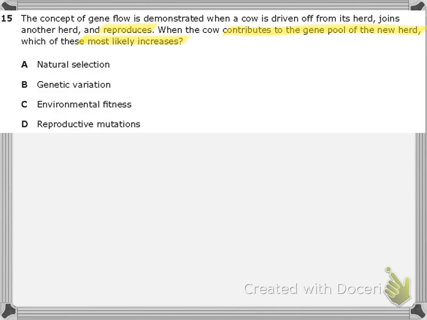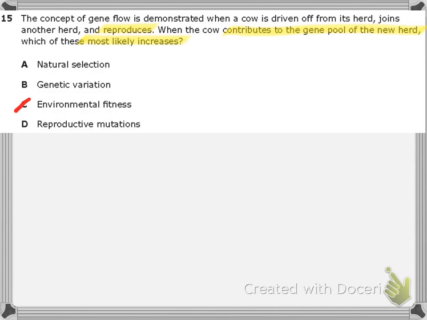herd, joins another herd, and reproduces. When the cow contributes to the gene pool of the new herd, which of these most likely increases? I highlighted already, and I'm sure you're going to highlight as well. It's going to reproduce. We know it's contributing to the gene pool of the new herd. So it leaves herd A, goes to herd B, reproduces, and then which of these is most likely to increase?